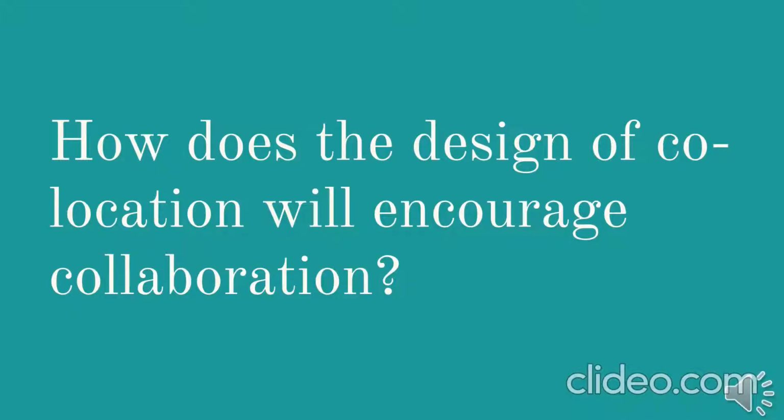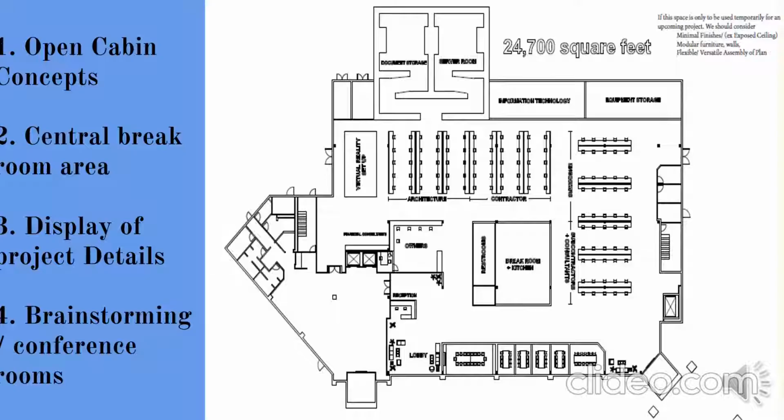So, how will the design of co-location encourage collaboration? Well, our design included four main concepts to encourage collaboration. First was the open cabin concept. We had all the workforce in open cabins so that they can talk easily and get access to all co-workers, thus encouraging open communication. The break room is built at a central point so that people can have a casual conversation while passing by or resting or while taking a break.